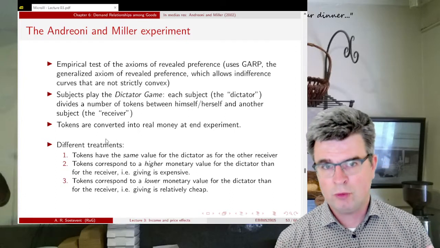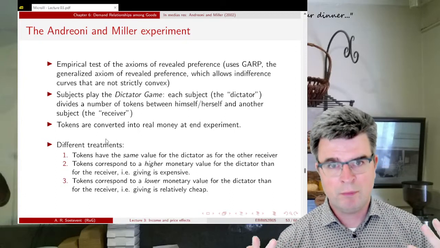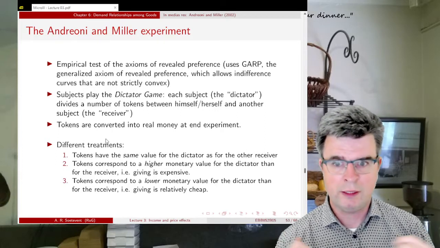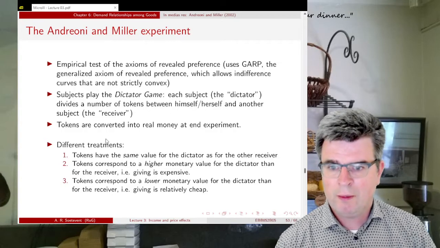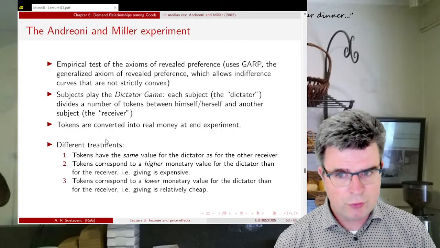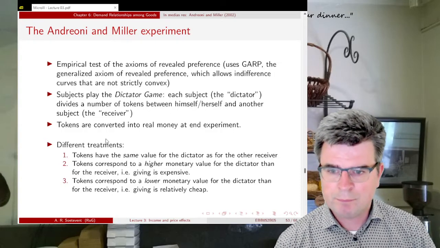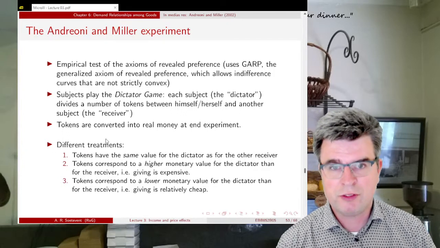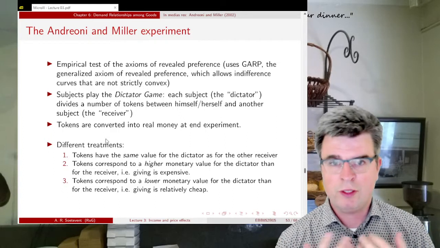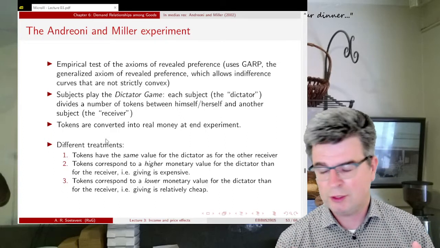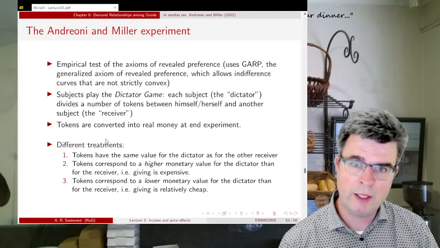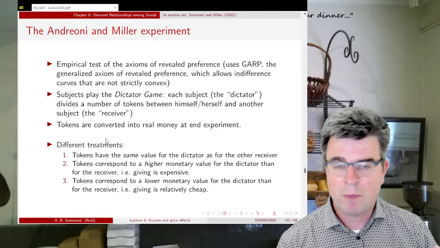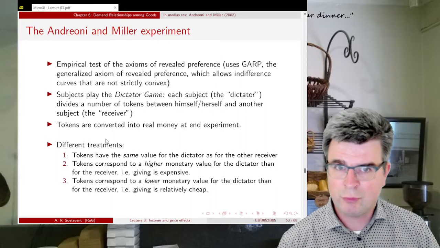And then the tokens at the end of the experiment will represent a certain amount of actual money in dollars. And they implement different treatments. So in one treatment, the tokens have the same value for the dictator as for the receiver. So meaning if the dictator splits the 10 tokens, keeping 8 and giving away 2 to the receiver, the dictator might end up with $8 and the receiver with $2.